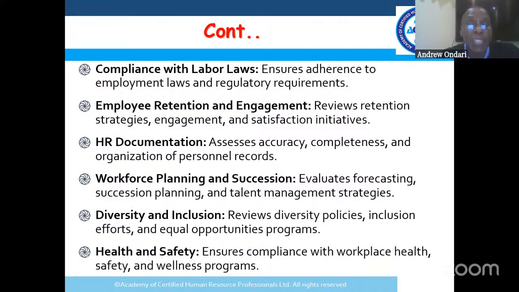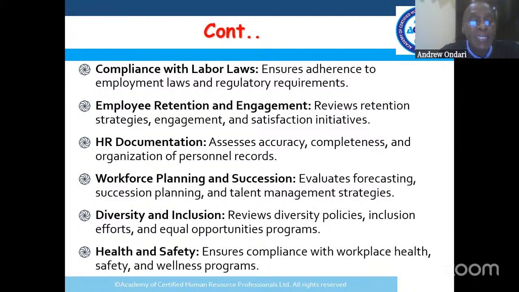So the question we ask ourselves is this. One, is there a record of current establishment? Two, is there a record of future forecasts? Three, is there a record of HR plans in place? And five, is there a record of the successful initiatives arising from workforce planning?